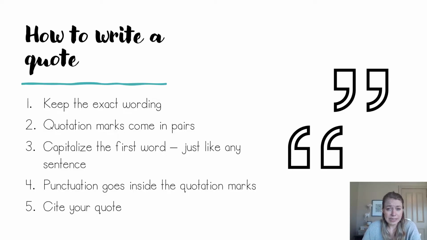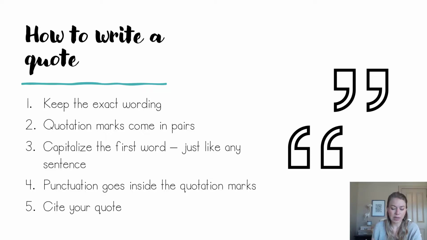Now, a citation is super simple, super small. You're going to put parentheses. Those are the little curved guys. In parentheses, you're going to put the author's last name, and you're going to put the page number of the book or the article that you found it on.